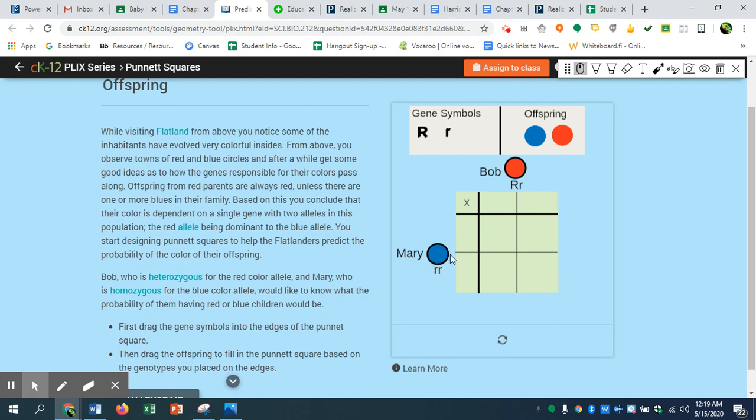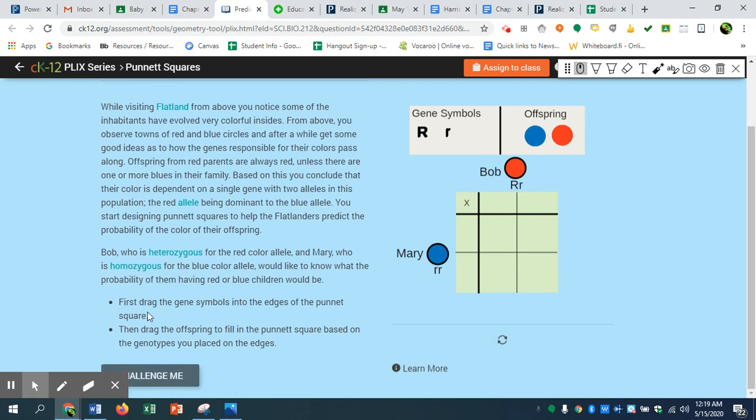Okay, so you can see here, mom, Mary, she's two lowercase r, she's blue. Okay, so let's take a look. Bob, who is heterozygous, two different letters for the color red, and Mary, who is homozygous, because these two letters are the same, for blue, would like to know the probability of them having red or blue children.